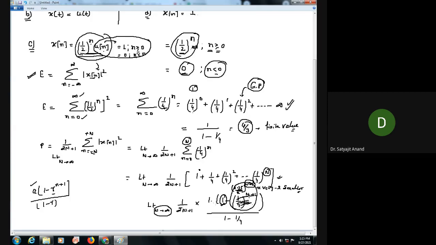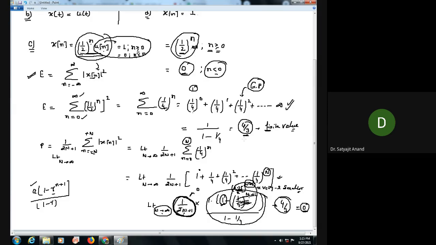Then what we found here is simply 1 into 1, that is 1 upon 1 minus 1 by 4. If you solve this term, it gives you a finite value, 4 by 3. So 4 by 3 into 1 by 2n plus 1. If n goes to infinity, something upon infinity gives you 0. So this ratio 1 upon 2n plus 1 gives you 0, students. So 0 into 4 by 3 gives you 0. So here, this result is basically 0. When you find the power of this signal, that gives you 0, and when you find the energy of this signal, that gives you a finite value.